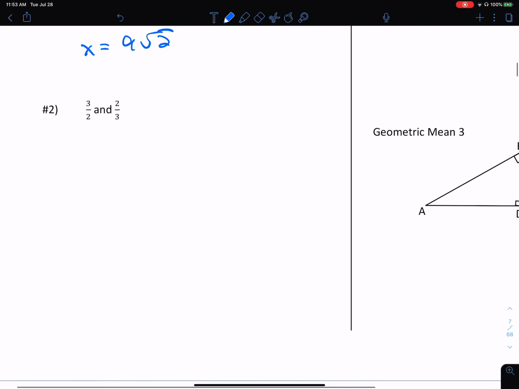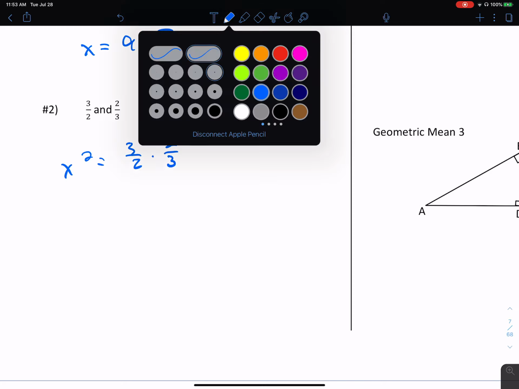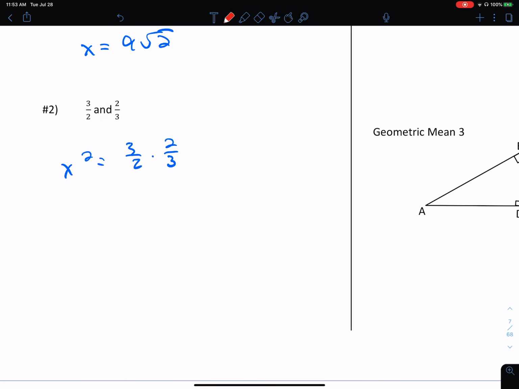Check out number 2. X squared is 3/2 times 2/3. I just told you it's really in your best interest not to multiply this stuff out. Well, sometimes it is in your best interest to multiply this out because you can cross cancel. 3 divided by 3 goes 1 time, 2 goes into 2 once. That leaves us with x squared is 1. If you square root both sides, you get x is plus or minus the square root of 1. The geometric mean, x, is defined as always being positive, and the square root of 1 is in fact 1. The geometric mean of 2/3 and 3/2 is 1.